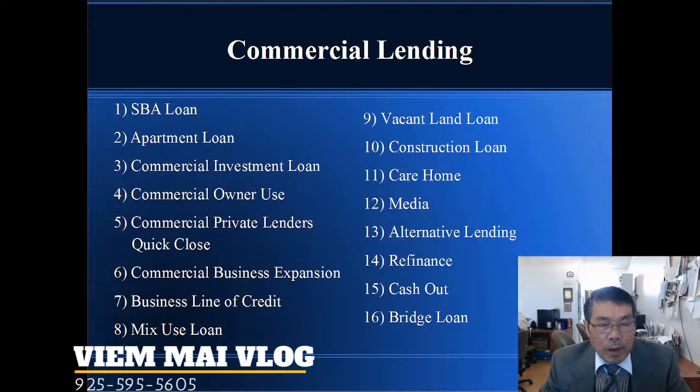And we can do apartment loans, 5 units or more. For the apartment loan, the minimum down payment is 20%. It depends on the income from the property. If the property has higher income, the down payment is low. But if the property income is low, the down payment is high.